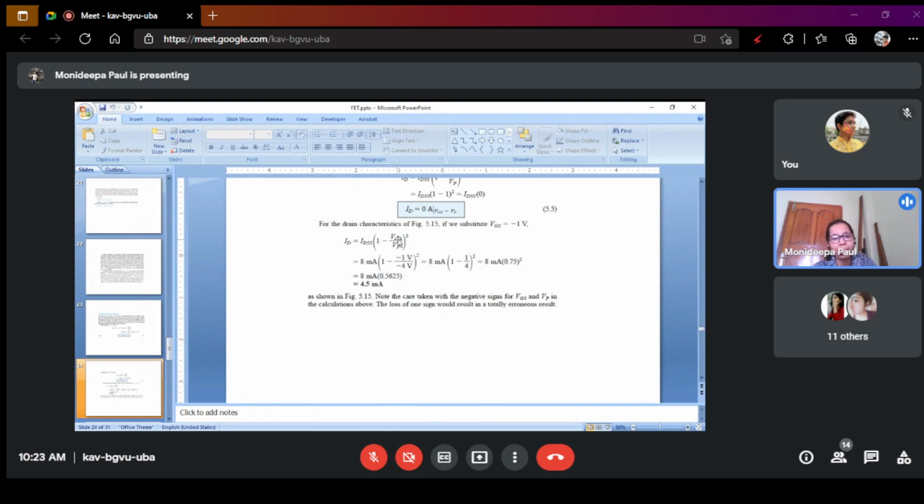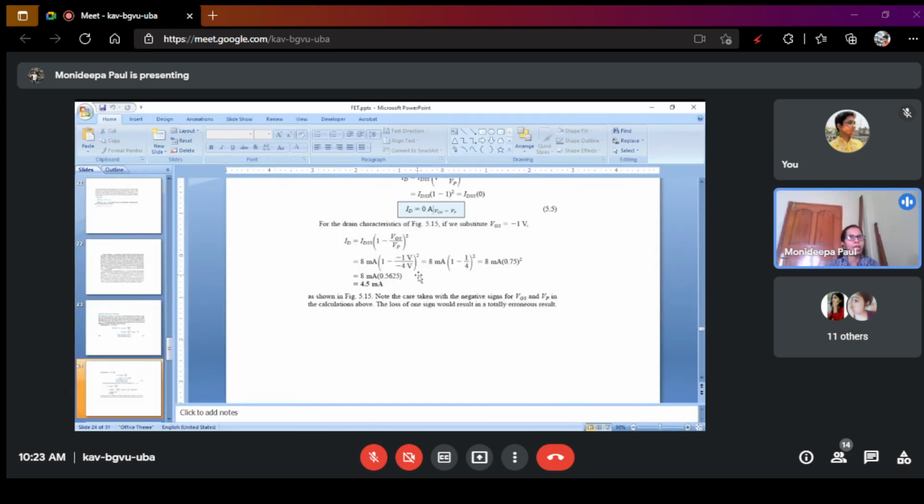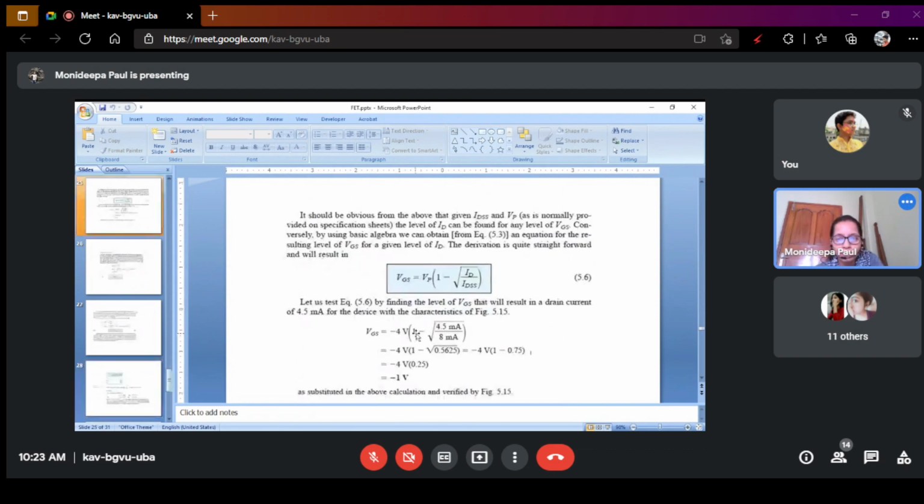Otherwise, if you put only the magnitude, that is VGS equal to 1 volt and VP equal to 4 volt, then you would not get the correct answer. So when you solve the numerical problem, you should put the magnitude of the VGS, and at the same time also put the sign convention of VGS and VP. Okay, you should remember, otherwise your answer will be wrong.